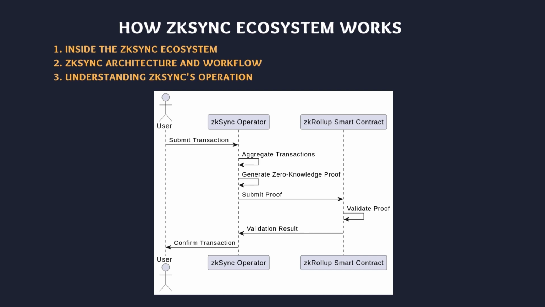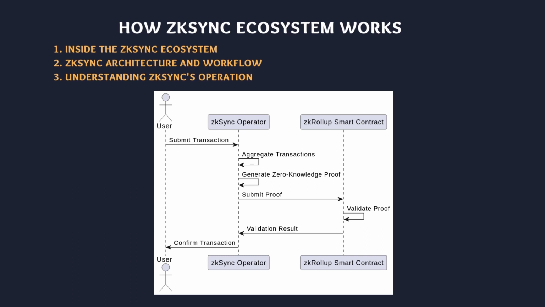1. A zkRollup smart contract. This is the core component that resides on the Ethereum mainnet. It is responsible for storing the compressed transaction data and ensuring the security and integrity of the off-chain data. 2. zkSync operator. The operator is responsible for aggregating transactions submitted by users, generating zero-knowledge proofs for these transactions, and submitting these proofs to the zkRollup smart contract for validation.